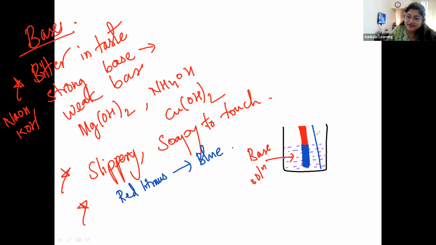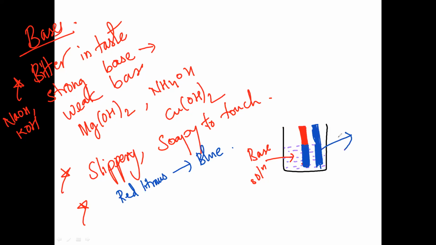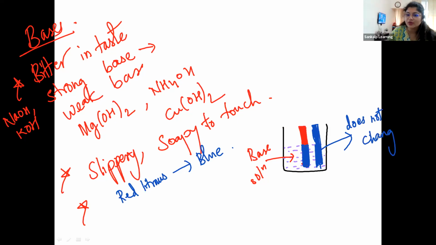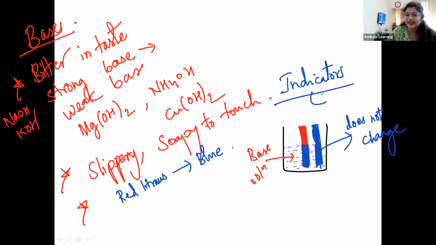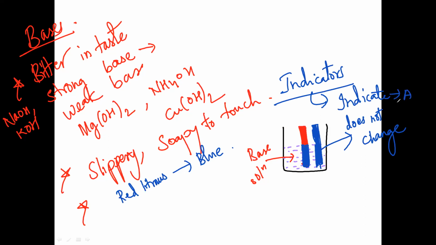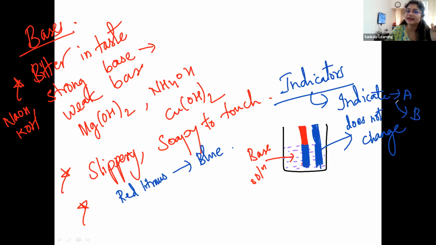Suppose your doubt is, if I dip blue litmus in the base, what will happen? It won't change. What is the role of indicators? Indicators will indicate whether it is an acidic solution or it is a base.